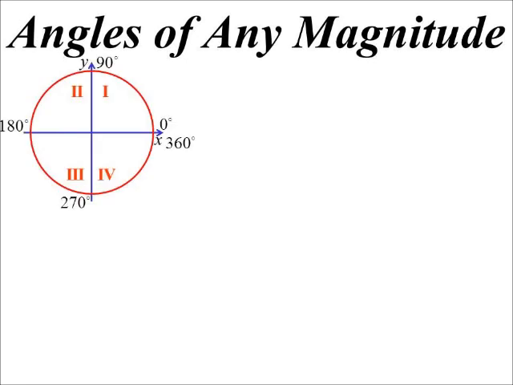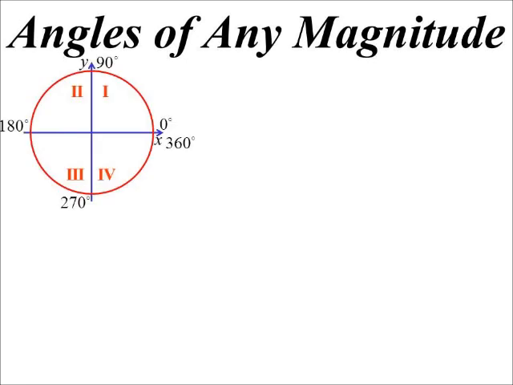We start with trig with right angle triangles, but of course angles don't stop at 90 degrees. I mean, they keep going. So how do we handle angles that are not in a right angle triangle? They are of any magnitude. So to do it, we look at our good old unit circle here.